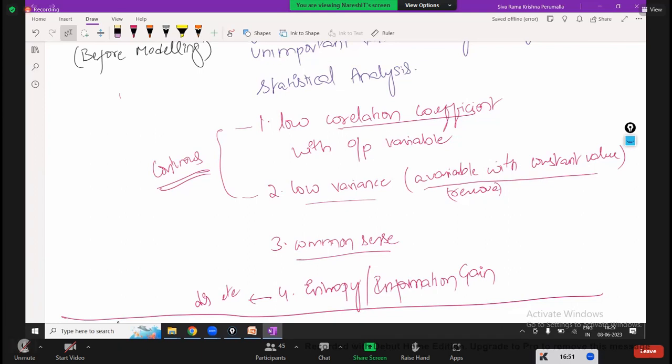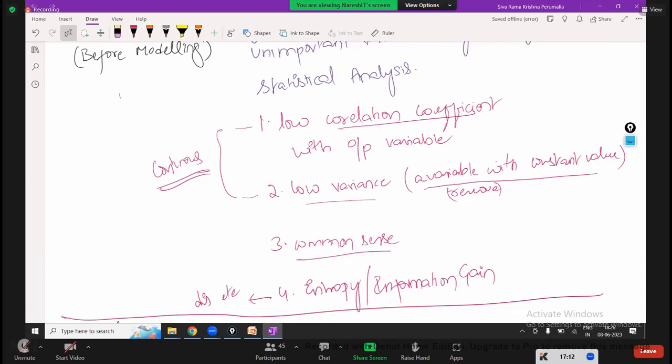Now, within the describe function, for each column, you are going to see the standard deviation. Standard deviation is low means automatically variance is low. So whichever column is having a very low standard deviation, that particular column you are going to drop, if it is not having that much of variation.